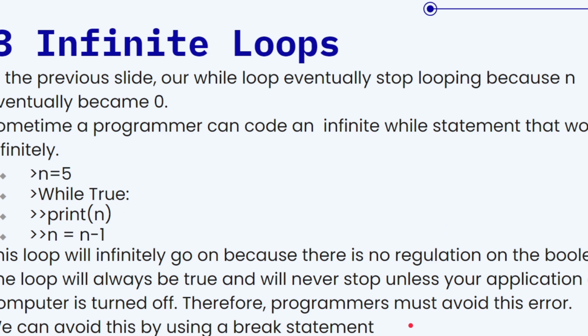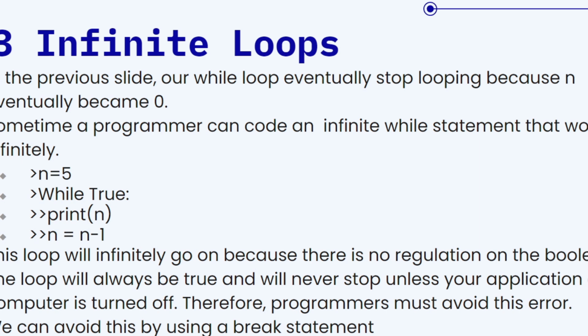An important thing you must look out for in while loops, specifically, is an infinite loop. In the previous line of code we just wrote, we had the condition where n is greater than 0, but n is decreasing every single time it goes through that while loop, as we saw before.